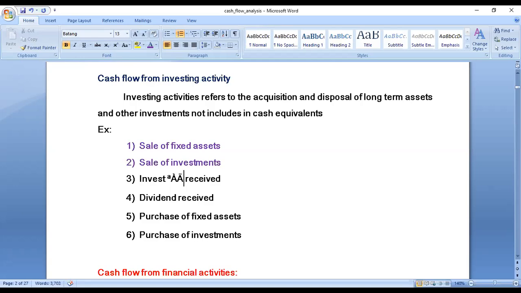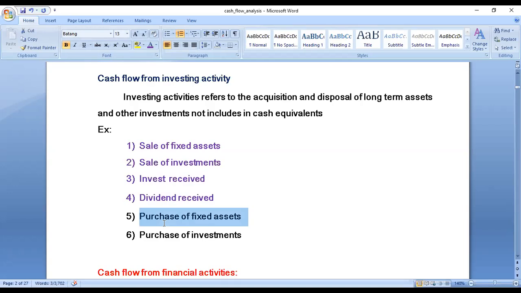Investment received, or invest received, it's also cash generated. Cash is generated, meaning cash we should receive. Then dividend received on investment: if you invest in shares, dividend is received.